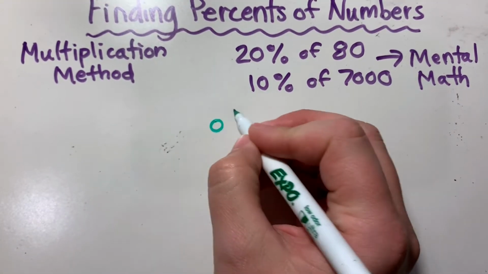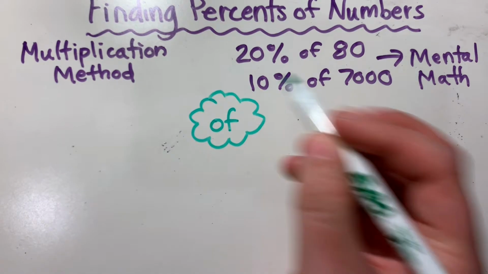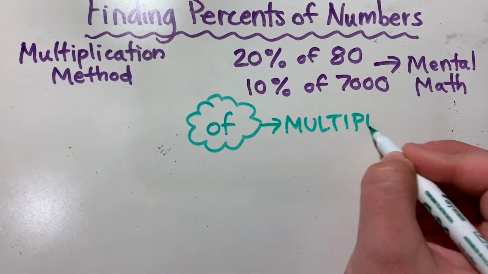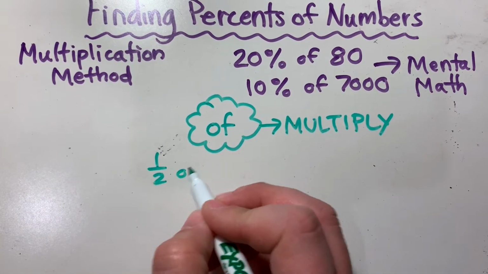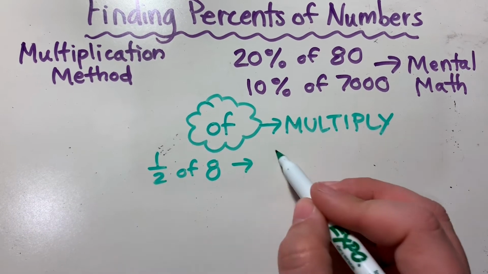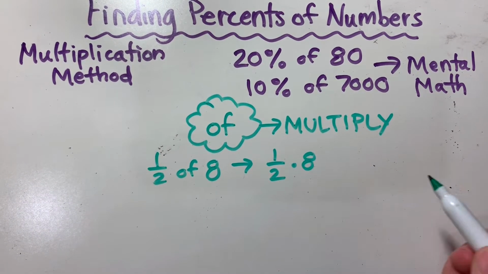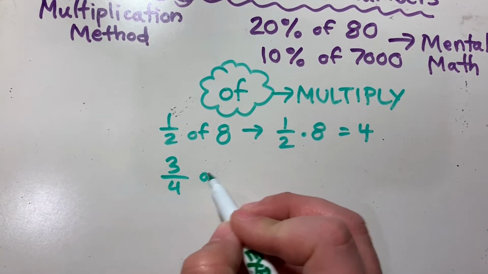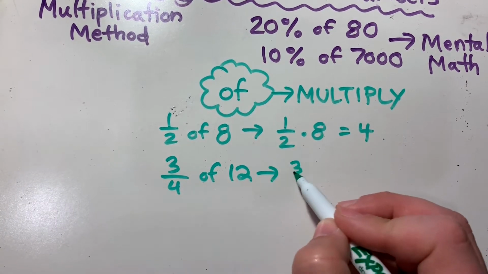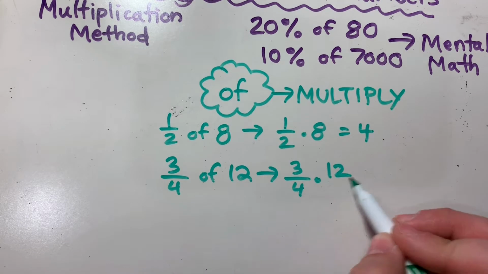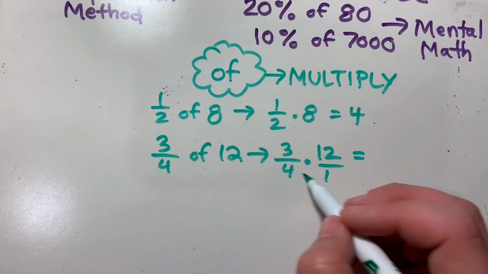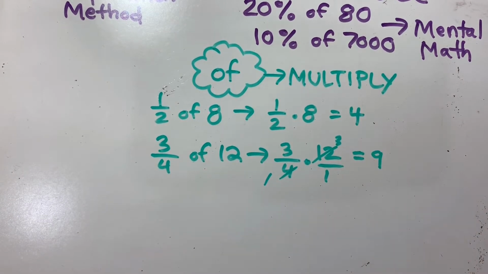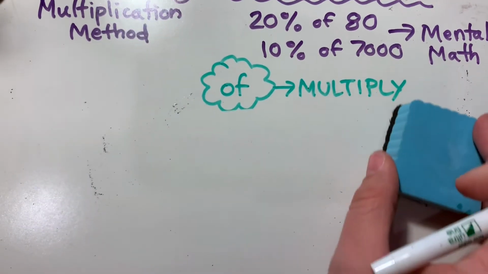So let's talk about this word really quickly. This magic word "of" in math means that you're going to multiply. For example, if you wanted to find 1/2 of 8, this really translates to 1/2 times 8, which is 4. If I wanted to find 3/4 of 12, I would multiply 3/4 times 12. Oh, look at that. We're just going to do a quick little fraction review right now. I simplify, I get 9/1, which is 9. Okay, so that word "of" means that you multiply.